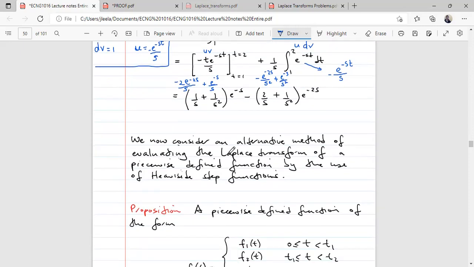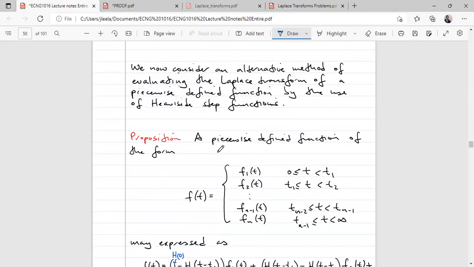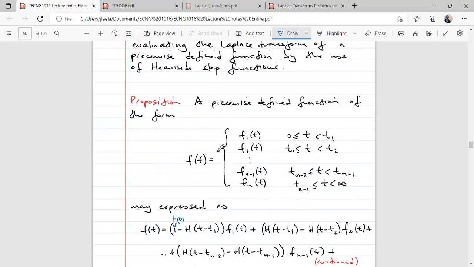So we would now consider an alternative method of evaluating the Laplace transform of a piecewise defined function, where we would use the Heaviside step function, right? So this is the theory behind evaluating the Laplace transform of piecewise functions using the Heaviside function, right? So we have a general piecewise function defined, right?